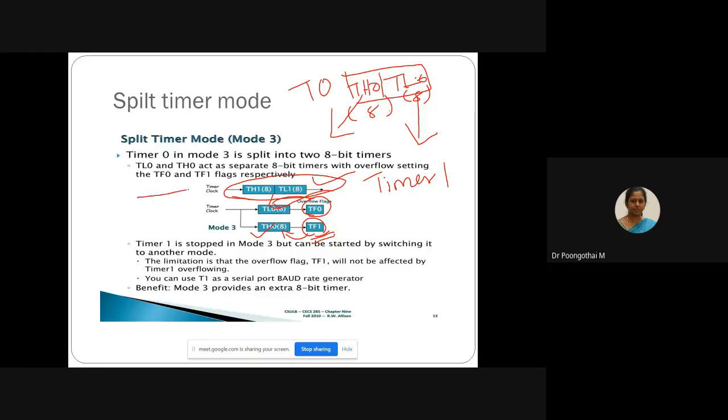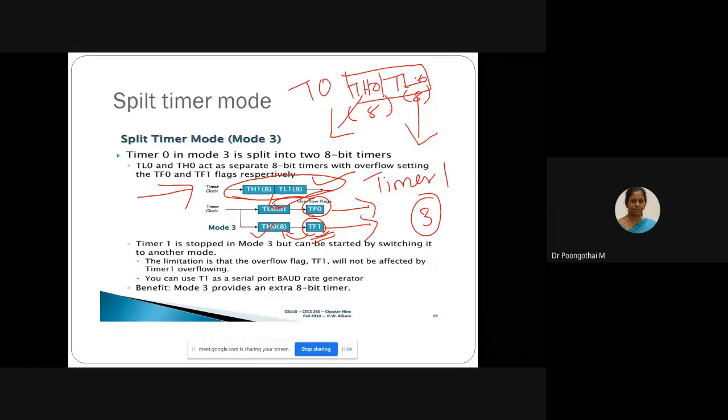This is the separate timer. TL0 is one of the timers and TH0 is one of the timers. So 3 timers we have in this. And the limitation is that when timer 1 reaches any overflow condition, the TF1 will not be affected. Is that clear? So this mode is not widely used.